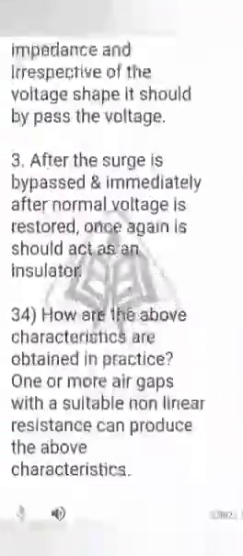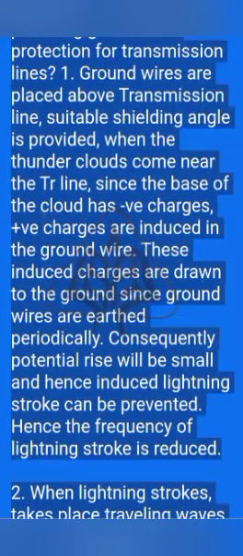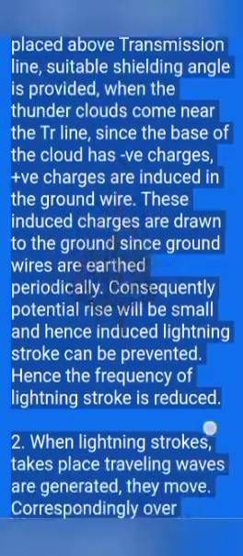29. What are the purposes of providing ground wire protection for transmission lines? 1. Ground wires are placed above the transmission line, and a suitable shielding angle is provided. When the thunder clouds come near the transmission line, since the base of the cloud has negative charges, positive charges are induced in the ground wire. These induced charges are drawn to the ground since ground wires are earthed periodically. Consequently, potential rise will be small and hence induced lightning stroke can be prevented. Hence the frequency of lightning stroke is reduced.